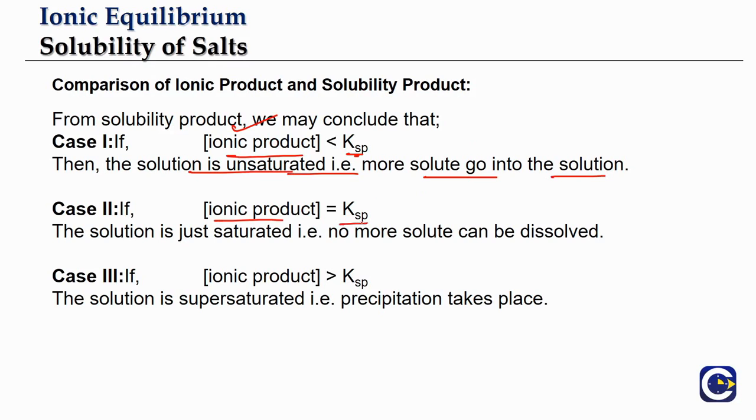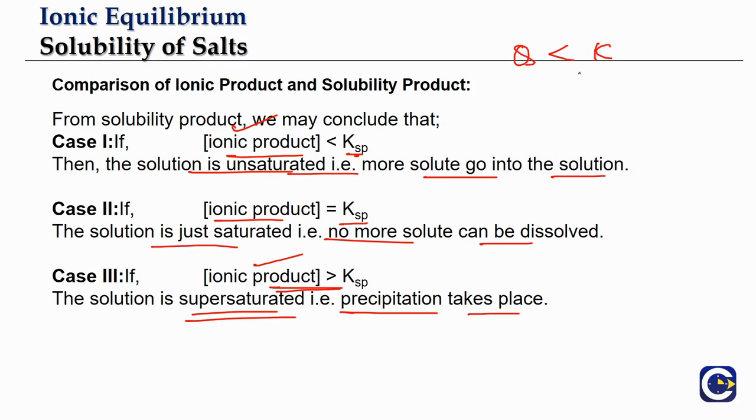If the ionic product is equal to KSP, we have just reached the saturation level, meaning we cannot dissolve any more. If the ionic product is more than KSP, it means somehow more ions are added. Then what is going to happen? There is going to be precipitation, and such solutions we call supersaturated.